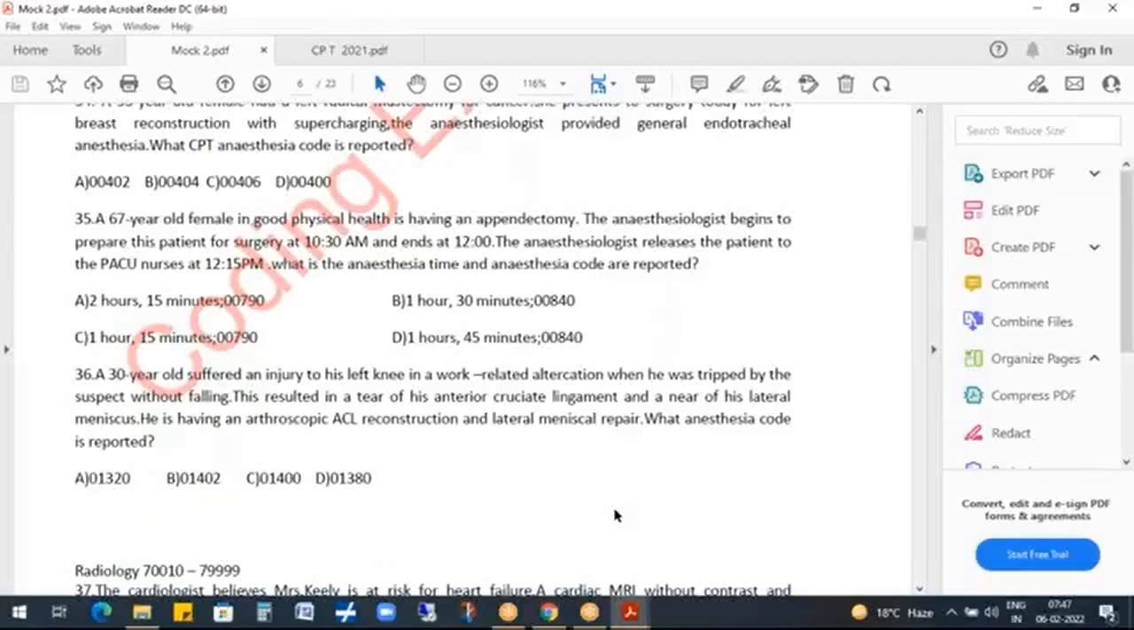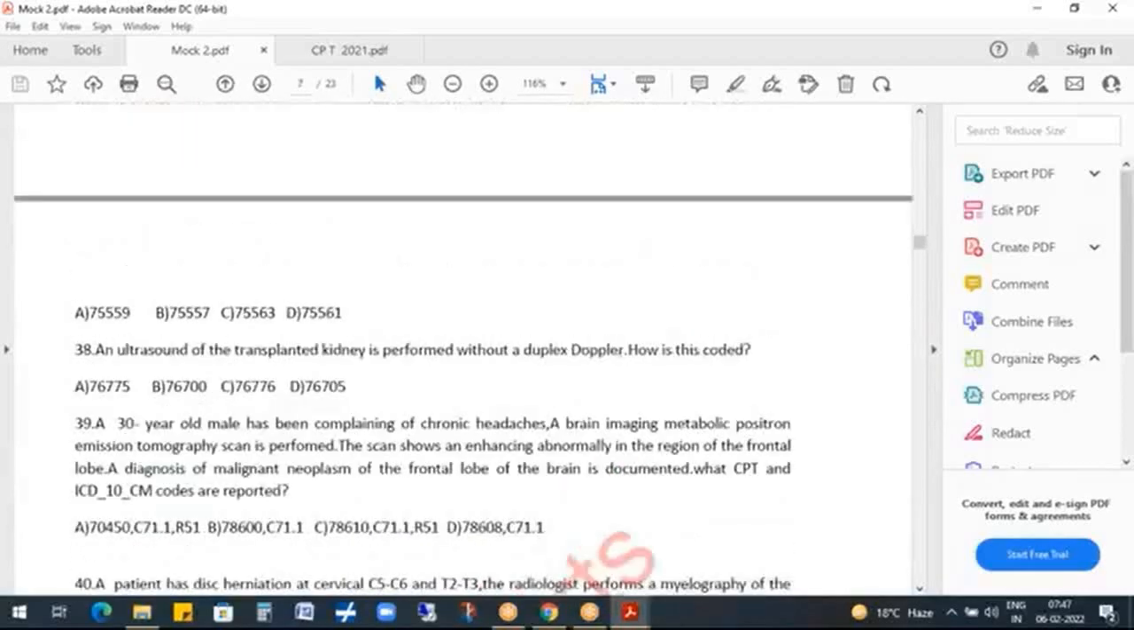So they will clearly mention total knee arthroplasty. Yes, knee replacement. They will mention that the patient is coming for knee replacement. That is up to 36. Any doubts? No doubts. Next, 38.